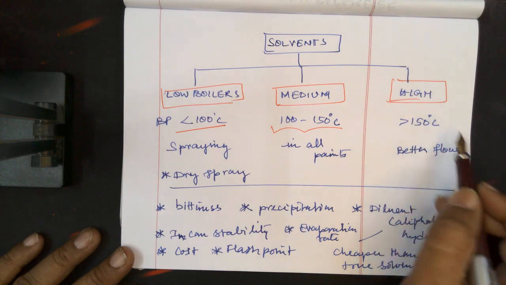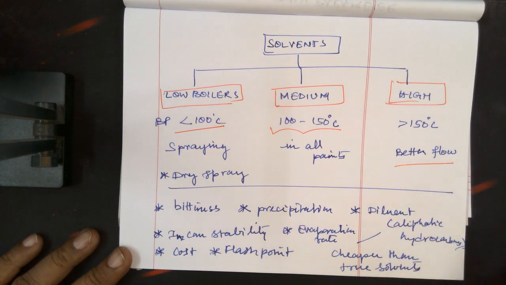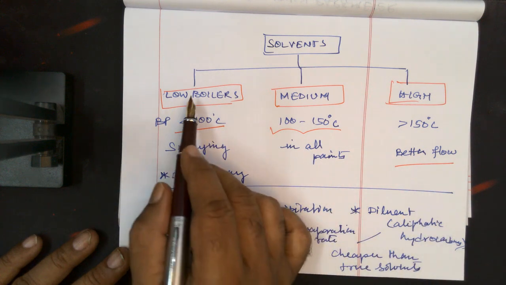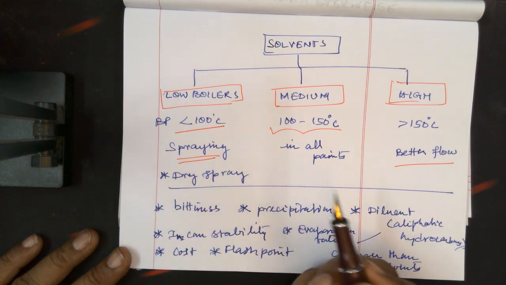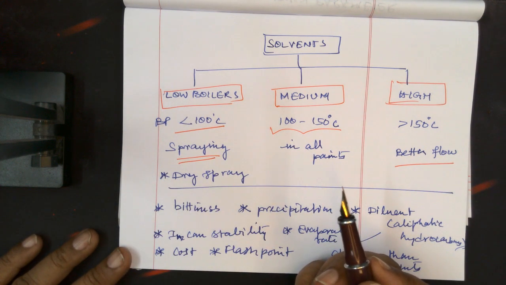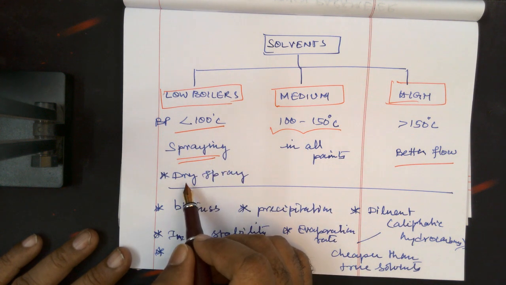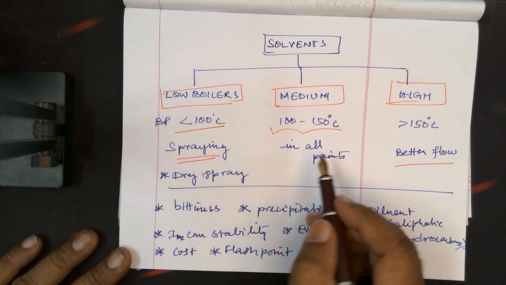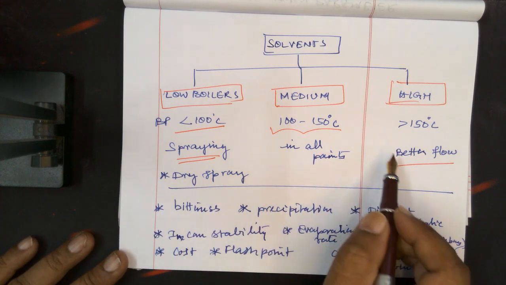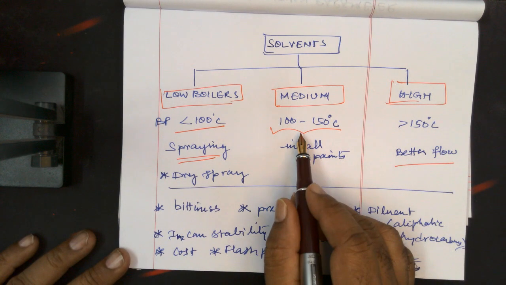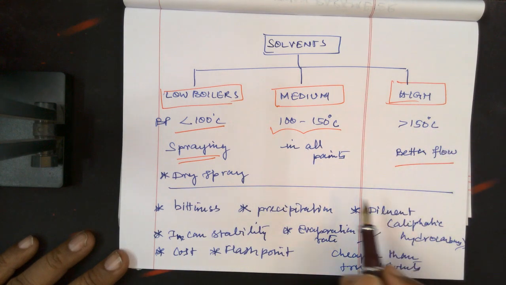By adding such high boilers you will have better flow, but usually low boilers are used in spraying paints, but there will be a problem of dry spray. So to avoid this we can add retarders or high boilers, either from the medium or from the high boilers.